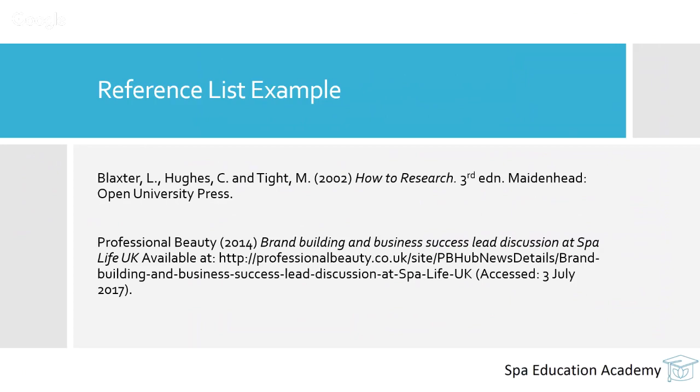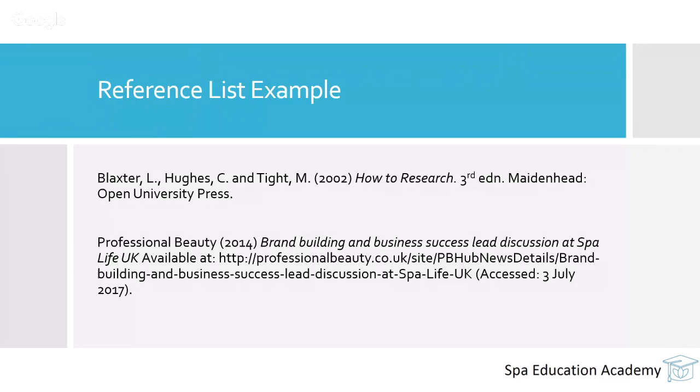Just try your best. The second example, like I say, is from a website, and it was from the Professional Beauty website. It's from 2014, because actually on the website it said that it was written in 2014. The title of the website page was Brand Building and Business Success Led Discussion at Spa Life UK. And then because it's a link, you just take the URL, pop that in and just say available at, and then at the end, in brackets, you'll put the date that you accessed it. So I accessed this on the 3rd of July 2017, even though it was actually written in 2014.